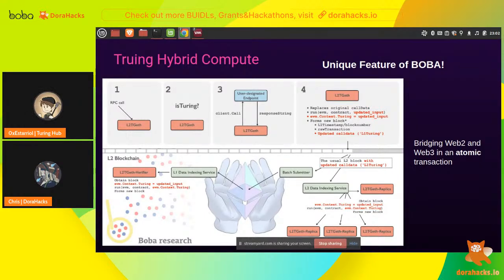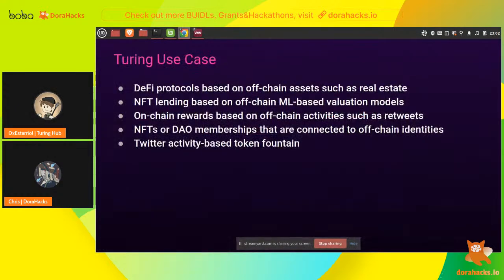What Turing compute does is basically bridge the Web 2 and Web 3 worlds in an atomic transaction. Unlike the traditional Oracle solution, where you need to request the data and using the data have to be on separate transactions, with Turing hybrid compute everything can happen in one single transaction. And these are some of the use cases of using Turing hybrid compute.